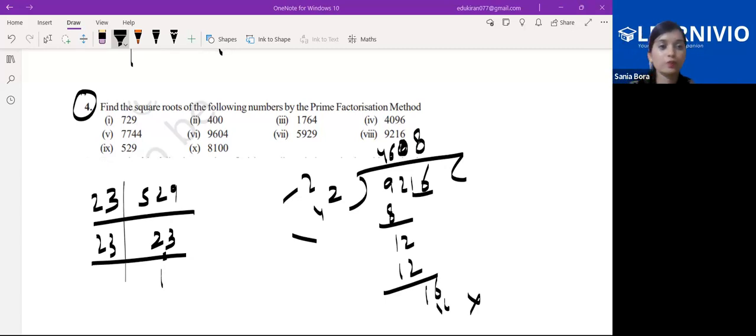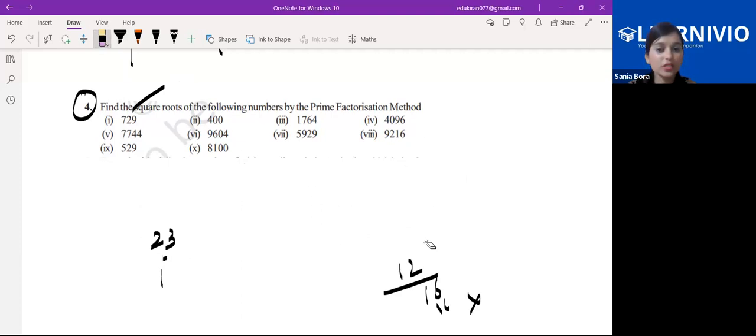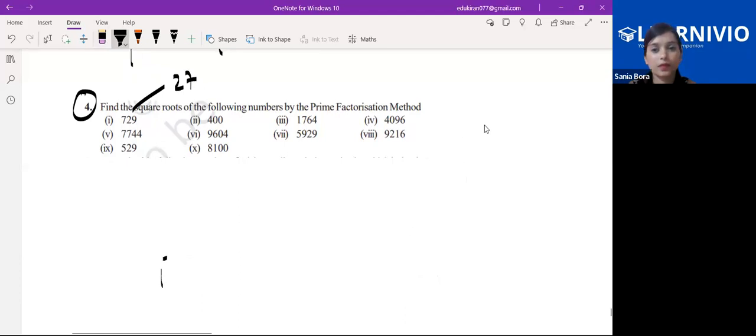Okay, one by one, I'll ask you. Let us start from the 10th one. Okay, you people will get confused, so let's just start from the first one itself. First one, LF. Tell me, what you got? Tell me the answer only. The square root of 729 is a square root of 27. Yes. Everybody got 27? If any question is wrong for you, let me know and I'll solve that. Everybody clear? Yes, ma'am. Okay.